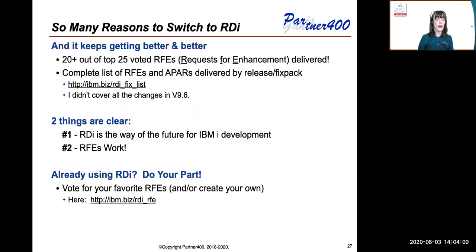Those of you who use RDI or are starting to use RDI, I would strongly suggest that you take a look at the requests for enhancements. That's down here at the bottom. Start with voting for enhancements somebody else has suggested, and maybe create your own as well. And if you want to know what the recent enhancements are, you can get those from the link up here at the top with the fix list. I didn't cover anywhere near all the enhancements in 9.6. They go on and on and on.